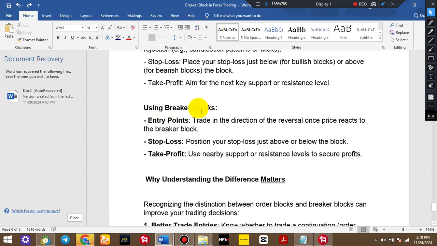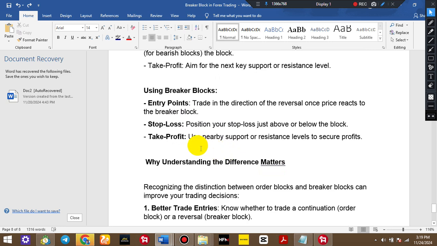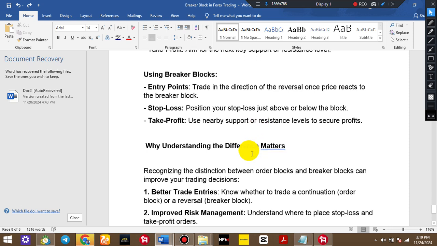Using breaker blocks, entry point: trade in the direction of the reversal once price reacts to the breaker block, right? That is what we said initially from the top, and why I showed you that illustration. Stop loss position: your stop loss goes just above or below the block. Take profit: use a nearby support or resistance level to secure profit.